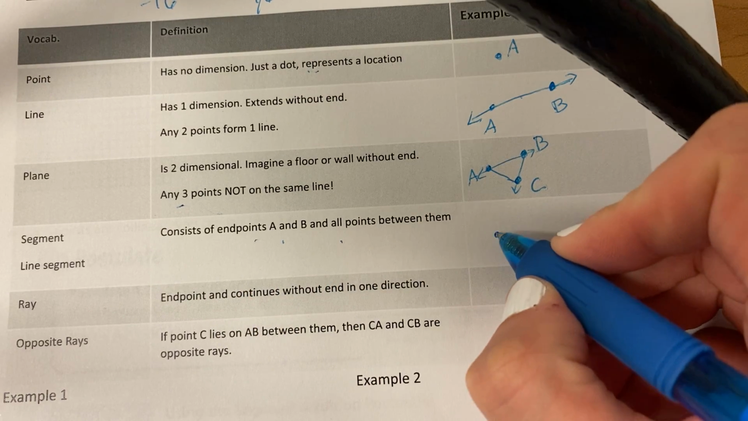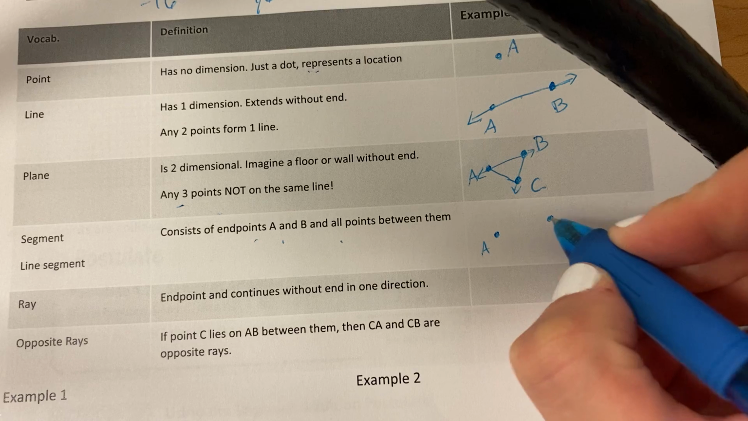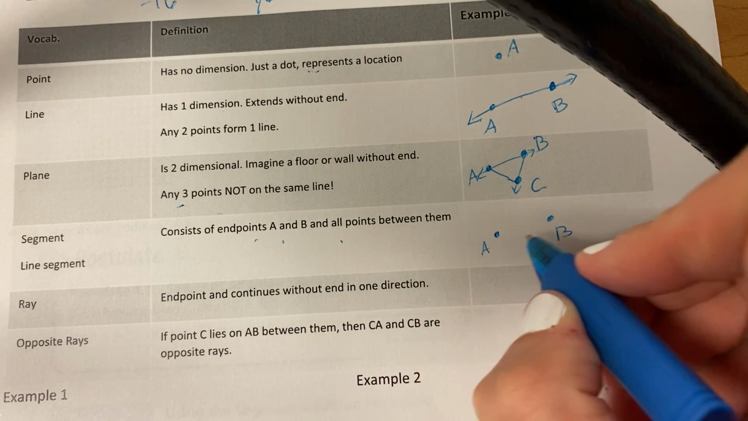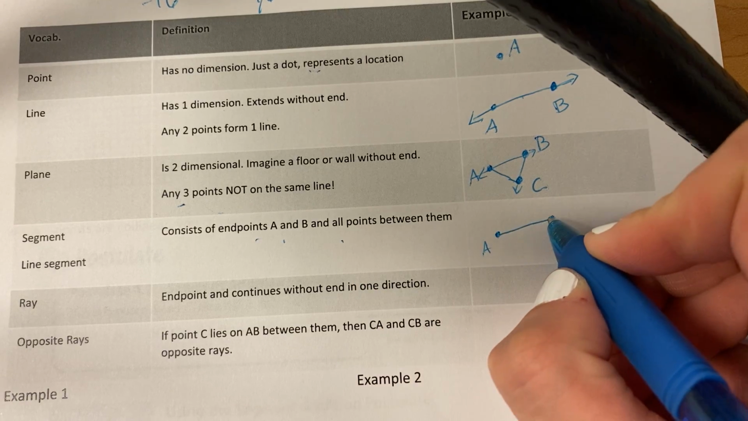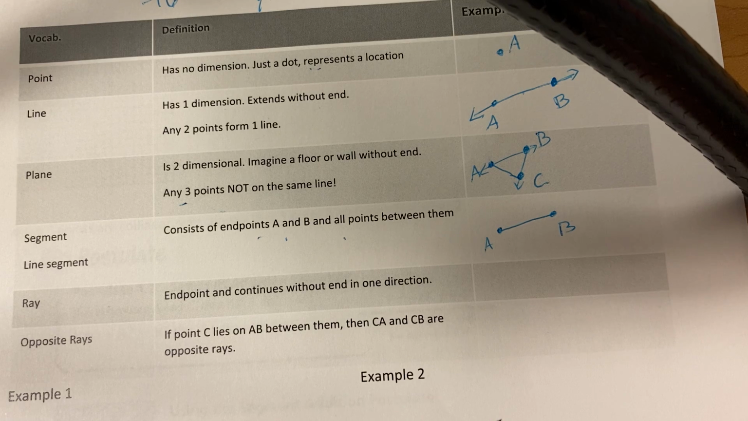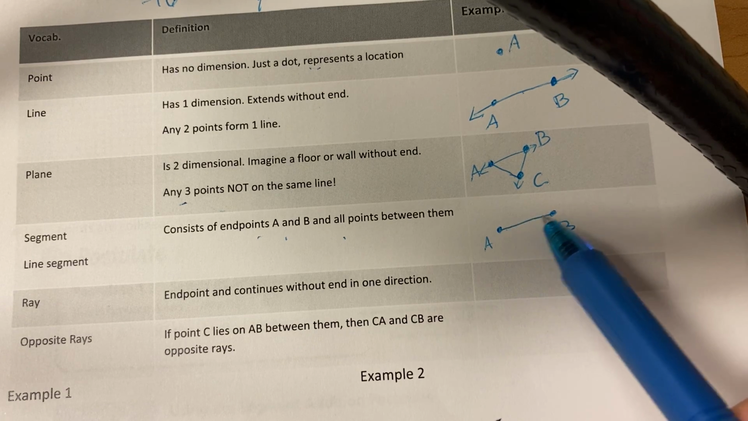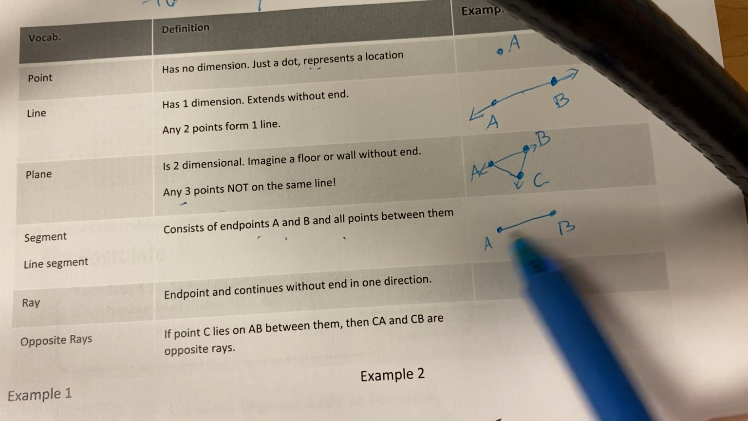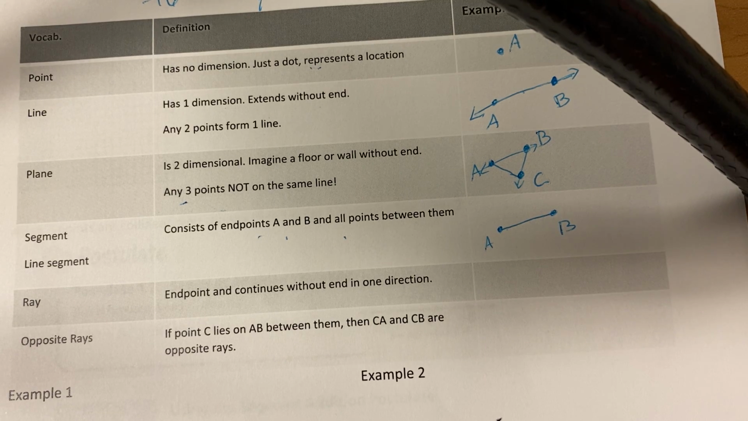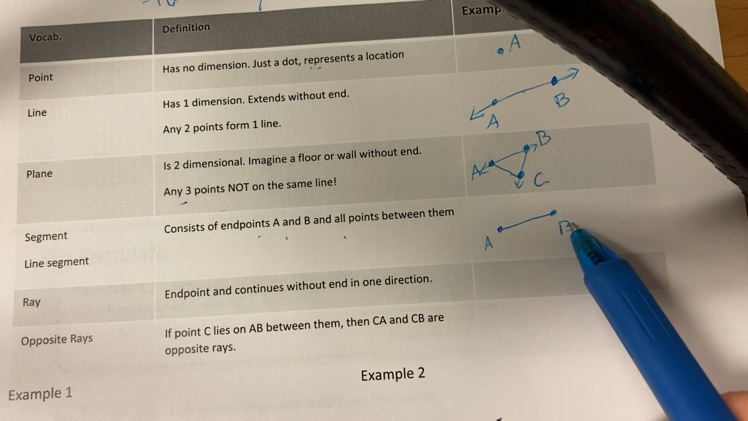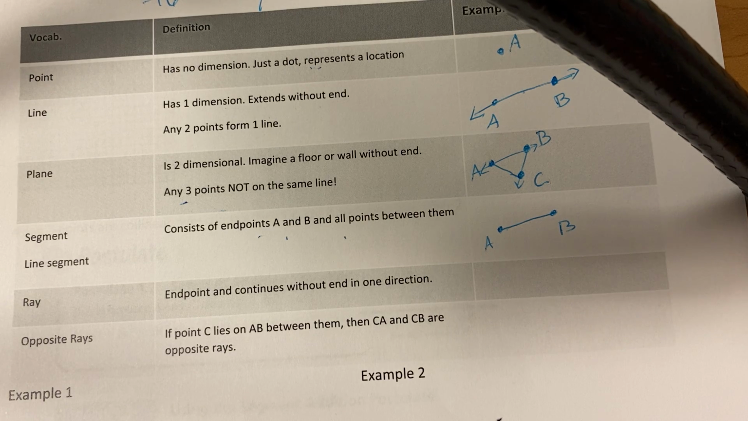All right, a line segment consists of endpoints, A and B. So they gave us these points this time. So let's say A, and we have B, and all the points between them. So we have 2 points that are connected, and then a line segment is a bunch of little points put together in between. So that is a line segment. So it has a beginning point and an end point.